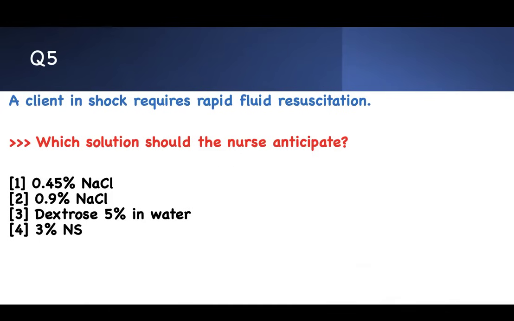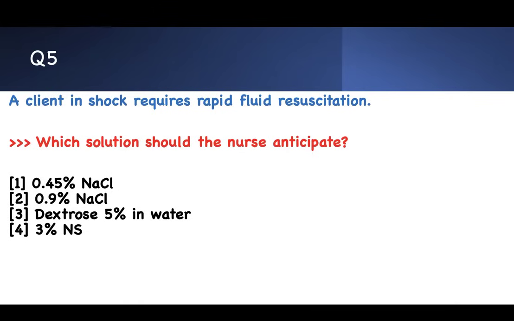Which solution should the nurse anticipate? A client in shock requires rapid fluid resuscitation. Which solution should the nurse anticipate? The key word is what? Shock. Shock means hypoperfusion. That means I need to improve your perfusion. I need to give you some fluid. What fluid will improve your intravascular system?